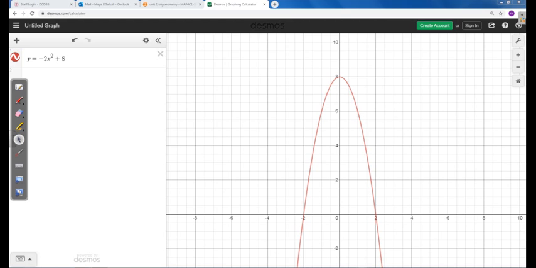So what I would like you to do is take the time to download Desmos or to open it on your computer.